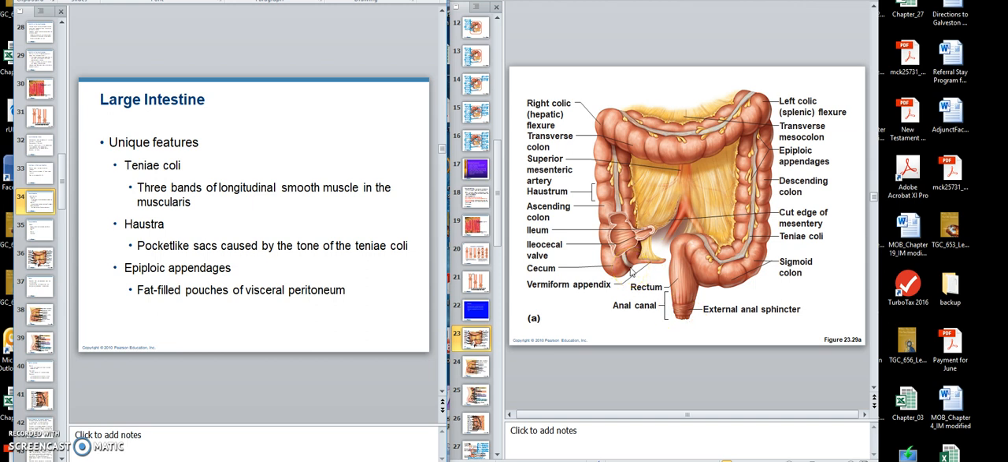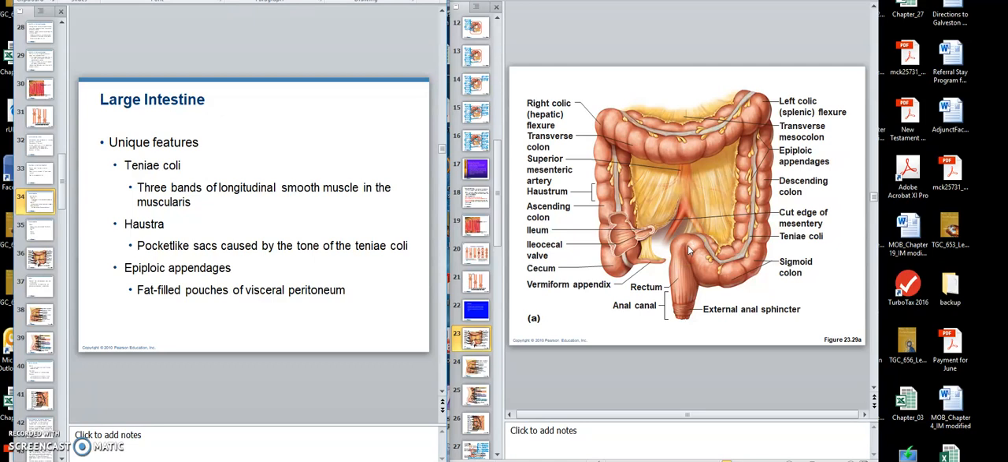Then we come back again. Let's talk about what I'll call the flexures. You come up the ascending colon. Right here at this bend, this is called the hepatic flexure, because the liver would have been here. This is called the splenic flexure because of the spleen. This is the sigmoid flexure, and this is the rectal flexure. Let's do it again: hepatic flexure, splenic flexure, sigmoid flexure, rectal flexure.